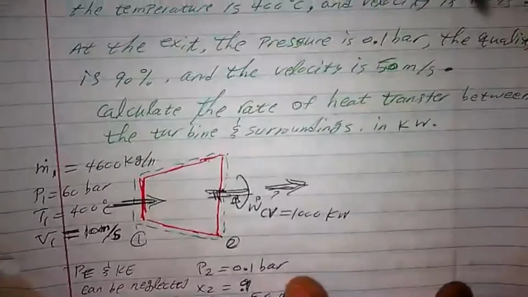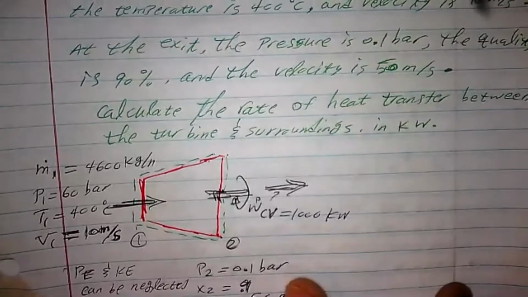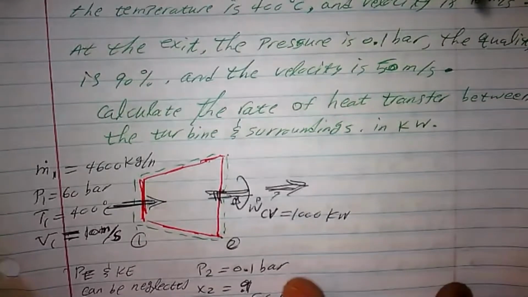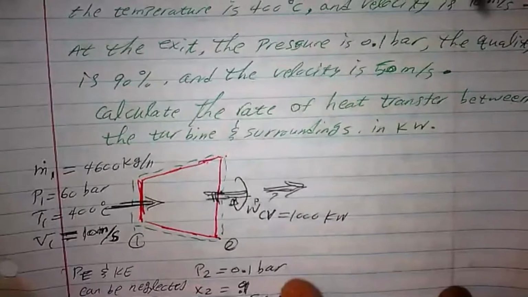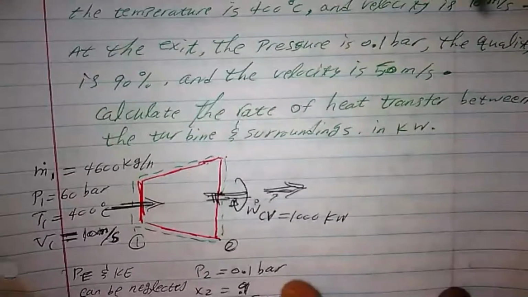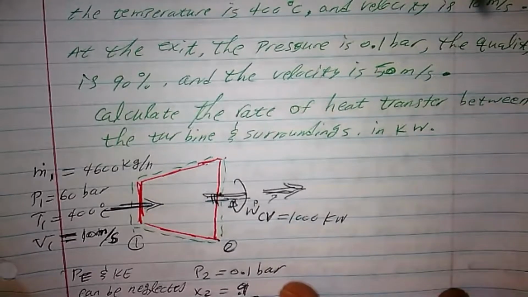Okay, so this is just the schematic of the turbine, like we call it the nozzle, and this is the diffuser. I'm sorry, diffuser.